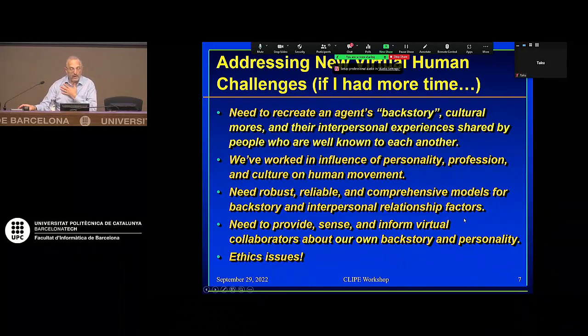So this basically summarizes what I said, and one of the things about retiring a year and a half ago is I no longer have to do these things. So I don't mind telling people these are open problems. But I really think there's a role in creating an agent backstory, a reason for that agent to exist, and therefore a basis to interact with it. We've certainly worked with a few aspects of that, but I don't see any comprehensive approach to that. And likewise, in return, I don't see any way of informing those avatars or agents that we interact with about our own backstory.